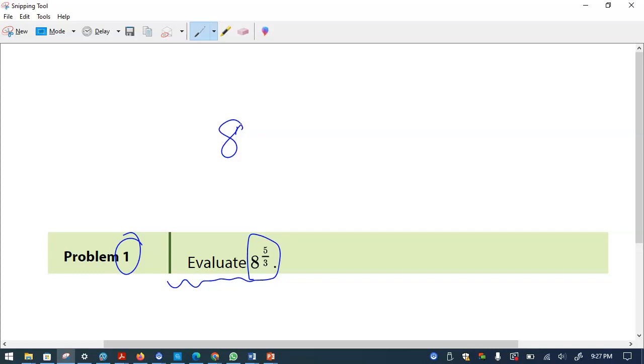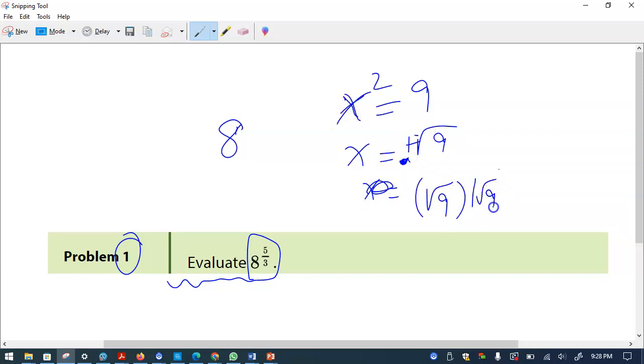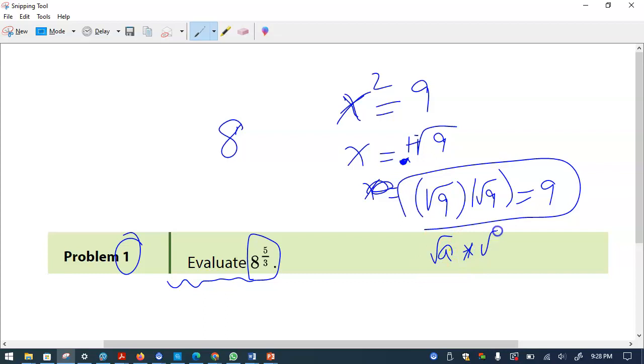Before that, I just want to show you, if I write x squared is 9, what does x mean? x is the square root of 9, and not just the positive one, it is plus and minus. Right now I will focus on the square root of 9. It means the square root of 9 twice gives you 9. So the formula is: square root of a times square root of a is the same as a.